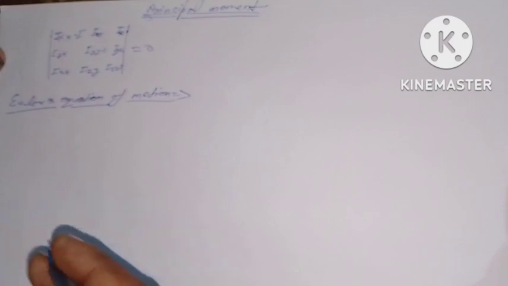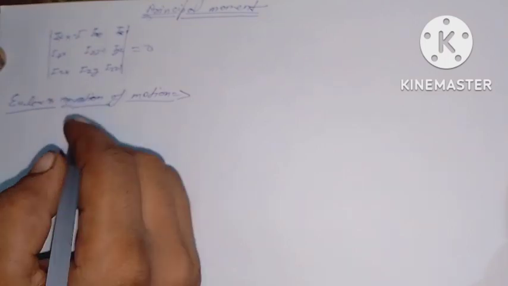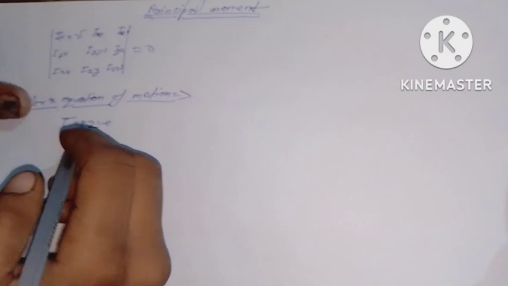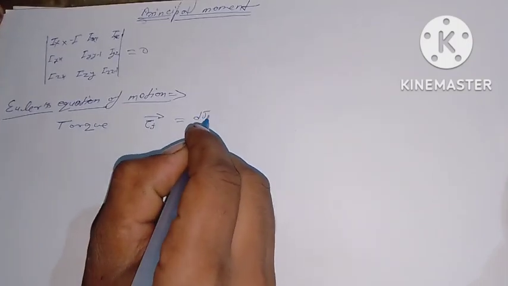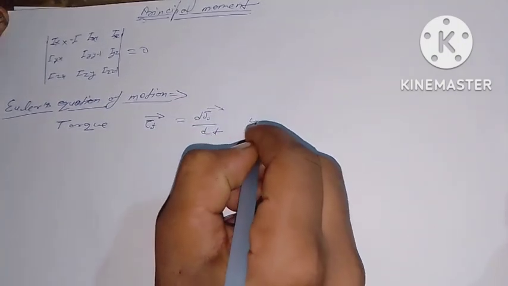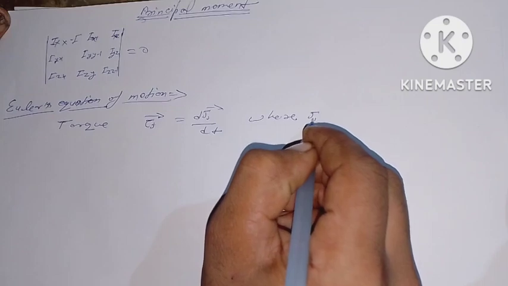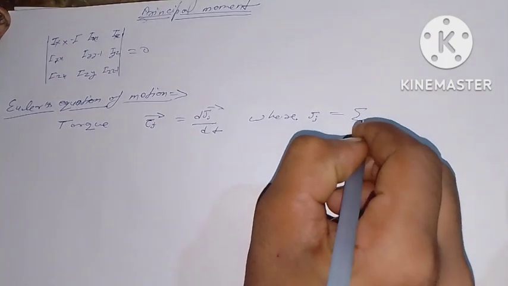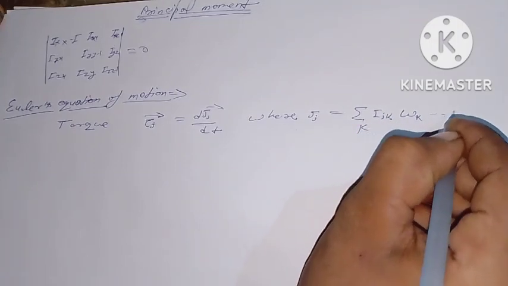Let us consider the equation of motion of rotational motion for a fixed coordinate system with origin at the center of mass: torque tau equal to dJ vector upon dt, where J equals the sum over k of I_jk omega_k. This is equation number 11.